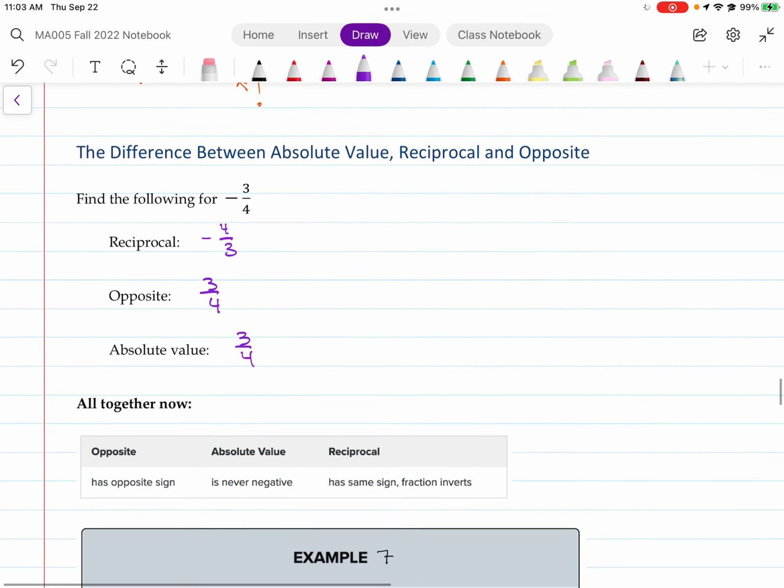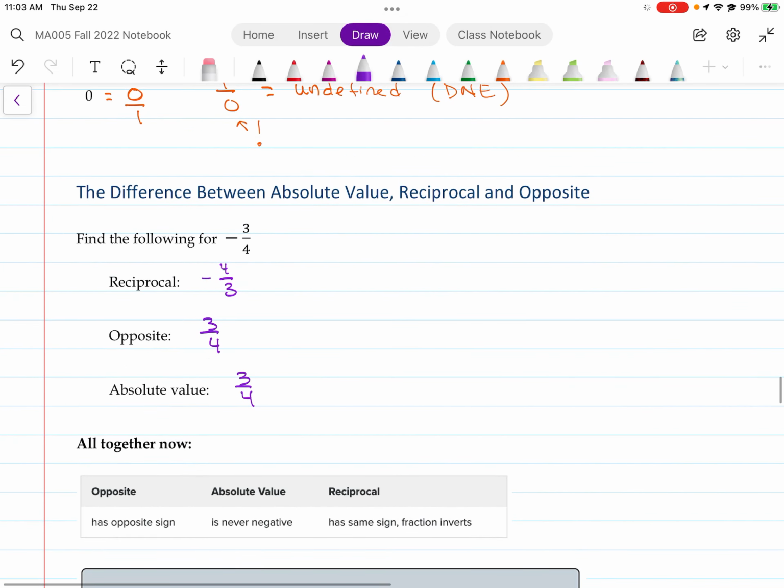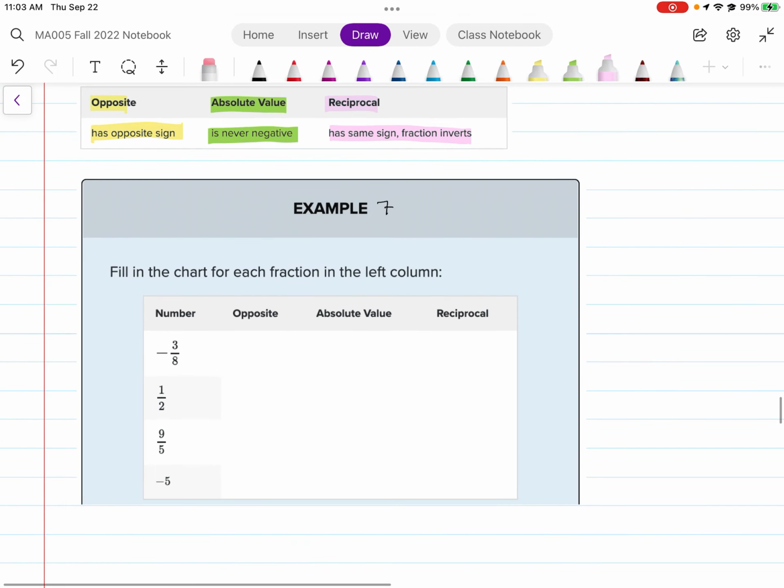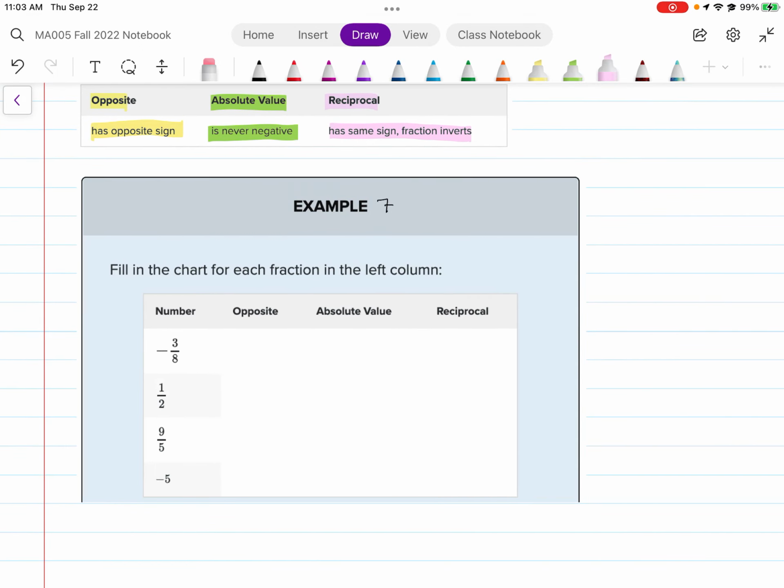Okay, so let's talk about this all together now. Opposite means it has the opposite sign. Absolute value, it is never negative, it becomes positive. The reciprocal has the same sign, the fraction inverts. Okay, so I would like you to try this without me. Do the opposite, the absolute value, and the reciprocal of each of these numbers.